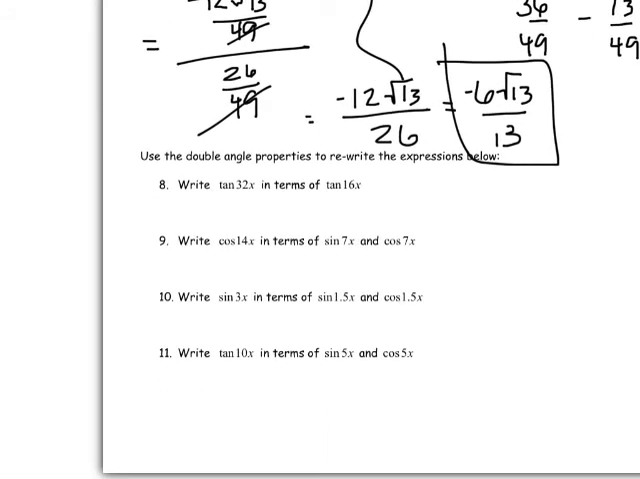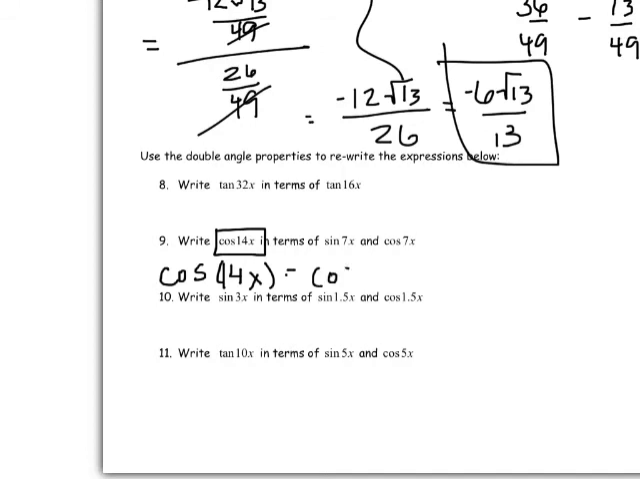Alright, 8 through 11. These are some just rewriting. So let's do number 9. Write cosine of 14x in terms of sine of 7x and cosine of 7x. So let's start with, you got to start with your starting place. Cosine of 14x.